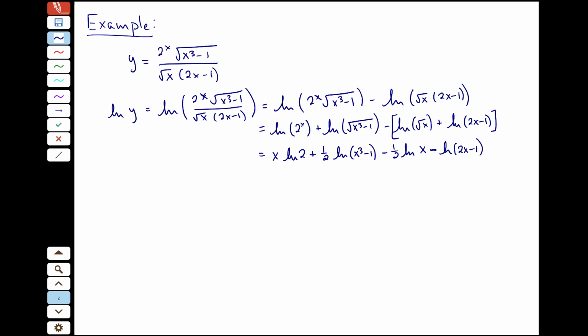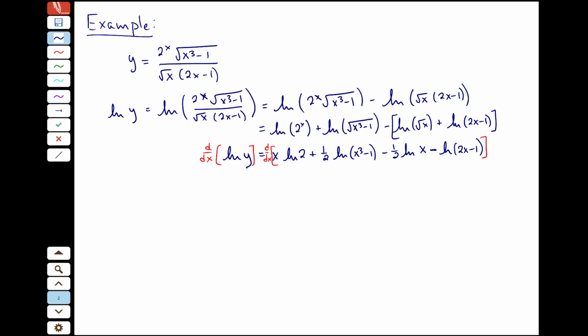Now remember, I haven't changed the other side of this equation. I still have that this is the natural log of y. And notice I haven't taken any derivatives yet. I took the natural log of both sides, and then I just expanded this really complicated thing. But I haven't actually taken any derivatives. So now I am actually going to take the derivative of both sides of this. So I'm going to take the derivative of the left-hand side and the derivative of the right-hand side.